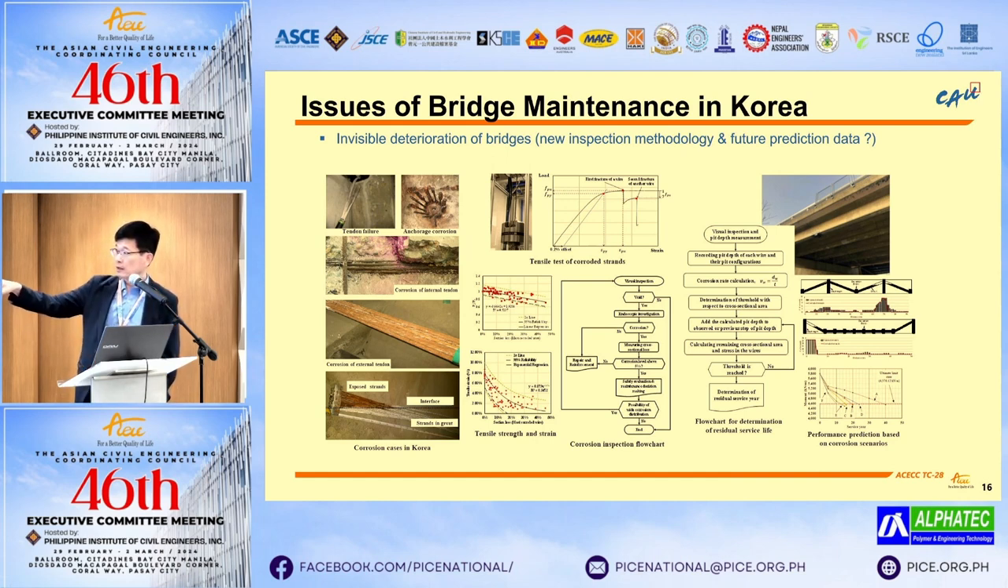But anyhow, by collecting some specimens with corrosion, we did tensile tests in more than 100 cases. And by measuring the degree of corrosion, we evaluated the remaining tensile capacity. And a more important thing is that the deformation capacity of a corroded tendon is much lower than the normal case. So that is crucial for engineers to assess.